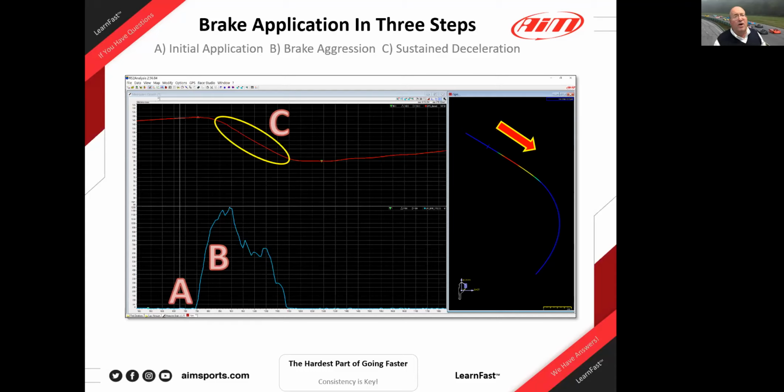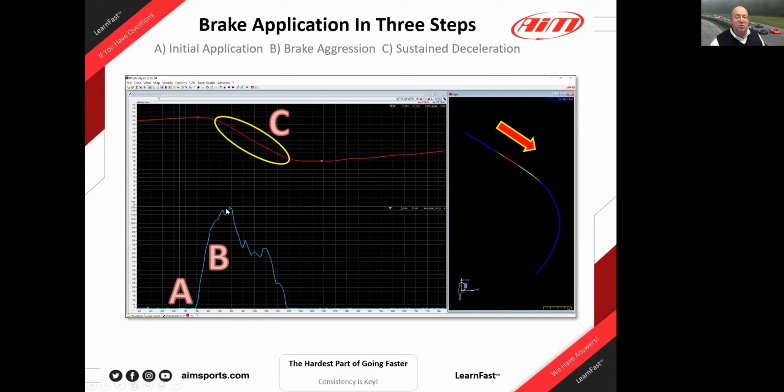If you just ride around and do the same thing over and over again, you're not going to get better. So you've got to be consistent enough to be able to do that and really make it work. Finally, the third step in brake application, which is the 3 steps of the 5-step braking process and analysis, is: is your deceleration consistent? Is it sustained?